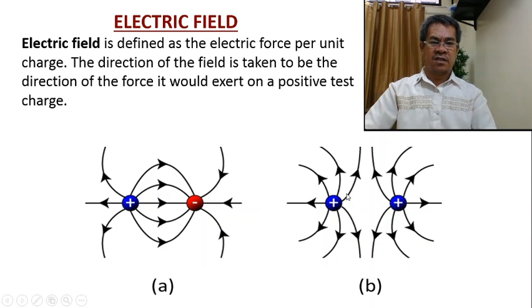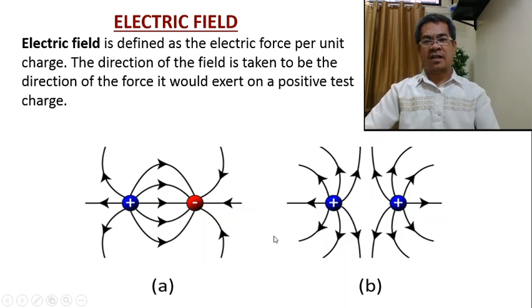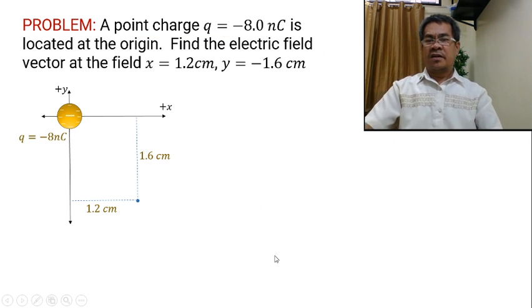If it's negative, negative, then the arrows will reverse with the same curve of the field lines. For negative, negative, the arrows will be towards the charges, and this is outward. Okay, so these are the electric field lines. Here comes the problem.